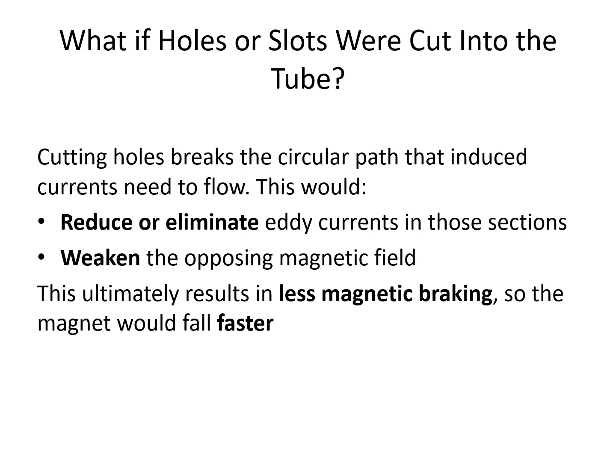The last what-if question was: what if there were holes or slots cut into the tube? Cutting holes breaks the circular path that the induced currents need to flow, and this would reduce or eliminate eddy currents in these sections. That would weaken the opposing magnetic field, and this ultimately results in less magnetic braking, so the magnet would fall faster.